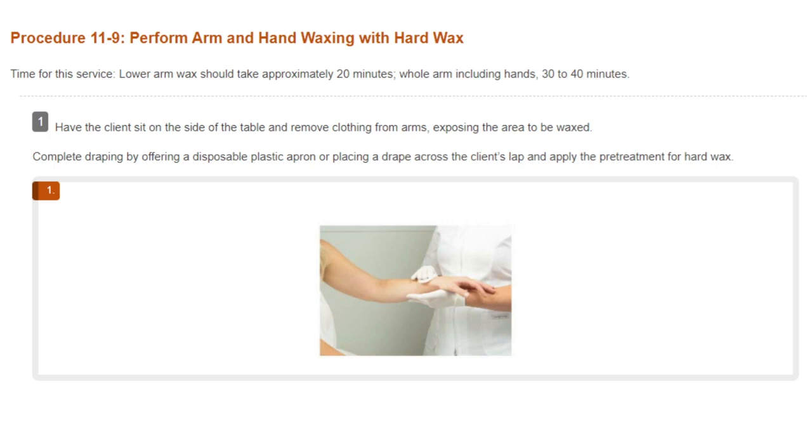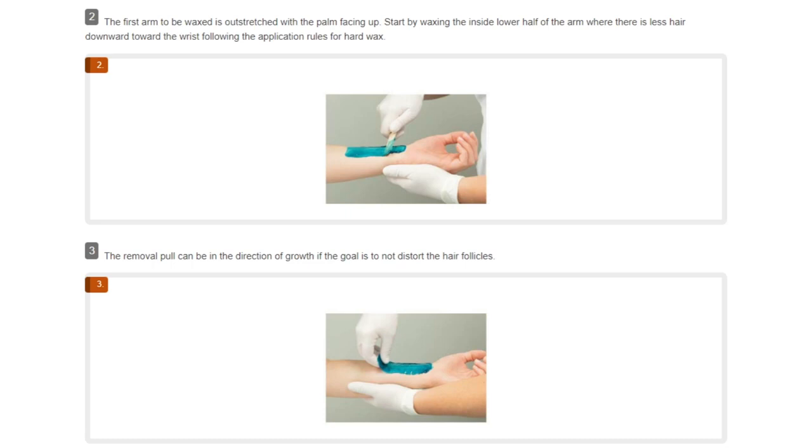1. Have the client sit on the side of the table and remove clothing from arms, exposing the area to be waxed. Complete draping by offering a disposable plastic apron or placing a drape across the client's lap and apply the pre-treatment for hard wax. 2. The first arm to be waxed is outstretched with the palm facing up. Start by waxing the inside lower half of the arm where there is less hair downward toward the wrist, following the application rules for hard wax.